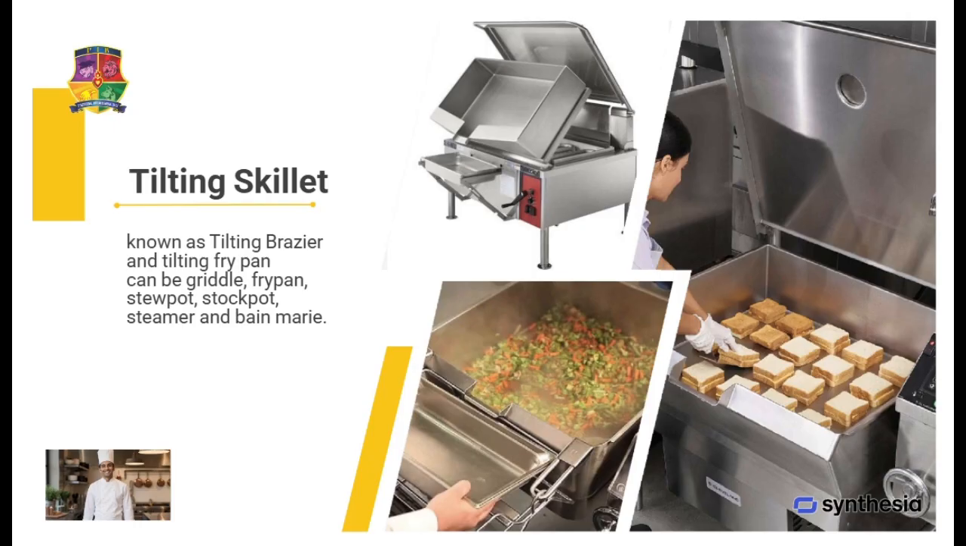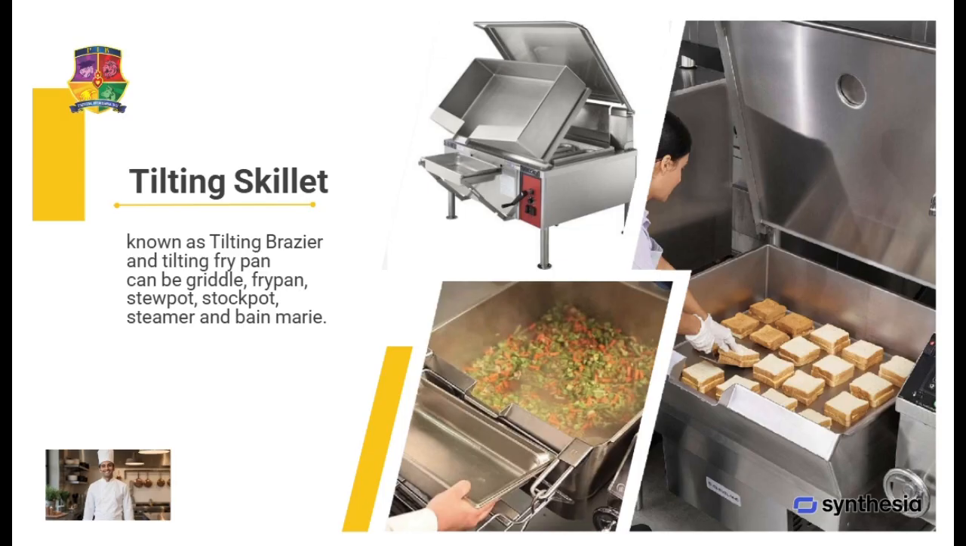A tilting skillet, also known as a tilting brazier or tilting fry pan, is designed to perform several cooking functions in one piece of equipment. It can be used as a griddle or fry pan for grilling and frying. It can also function as a stew pot or stock pot for preparing soups, stews, sauces, and other foods in large quantities. In certain applications, it can also be used as a steamer or as a bain-marie for holding food warm. One of its most useful features is the tilting mechanism.